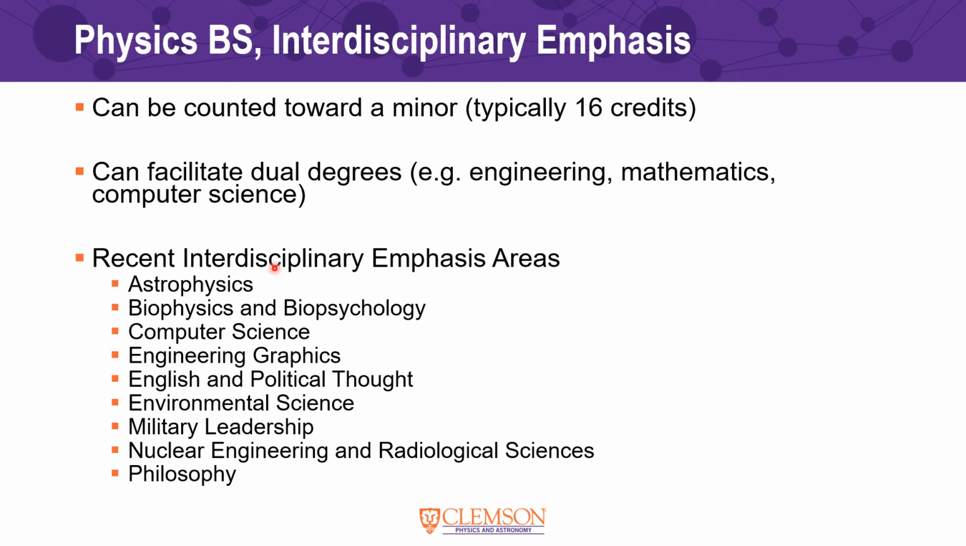As you can see, I have a list below of recent areas, and you can see it extends from astrophysics to philosophy. The reason students take an interdisciplinary area in astrophysics is because we don't specifically offer a degree in astrophysics, but we offer a lot of astrophysics courses. So students will use the interdisciplinary emphasis to open up elective hours so they can take all of our astrophysics courses. But you can see there's a wide range of things that students do here, including English, political thought, nuclear engineering. So basically it's up to you.